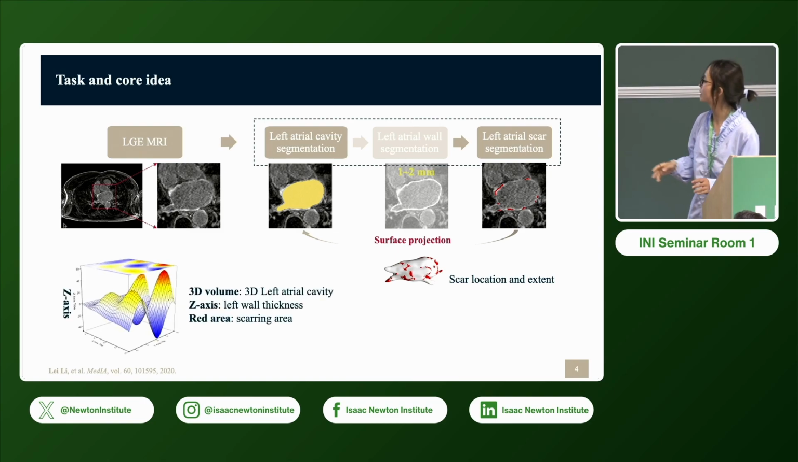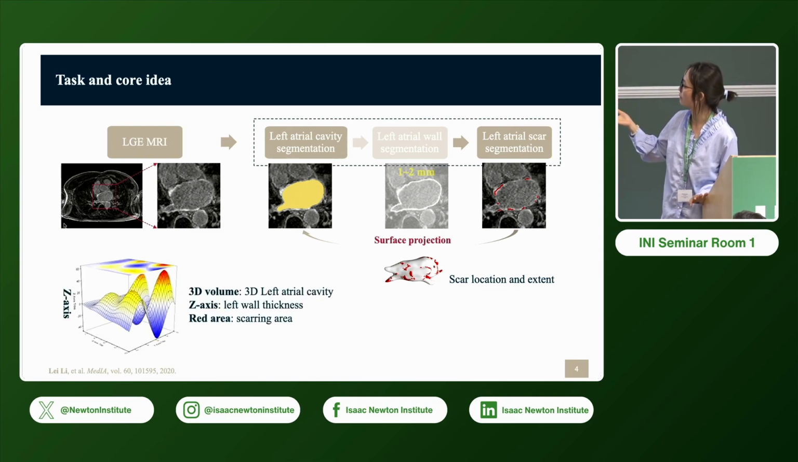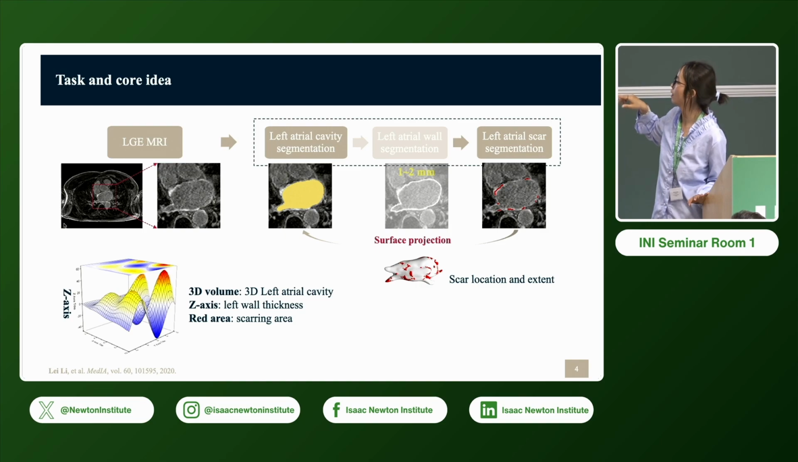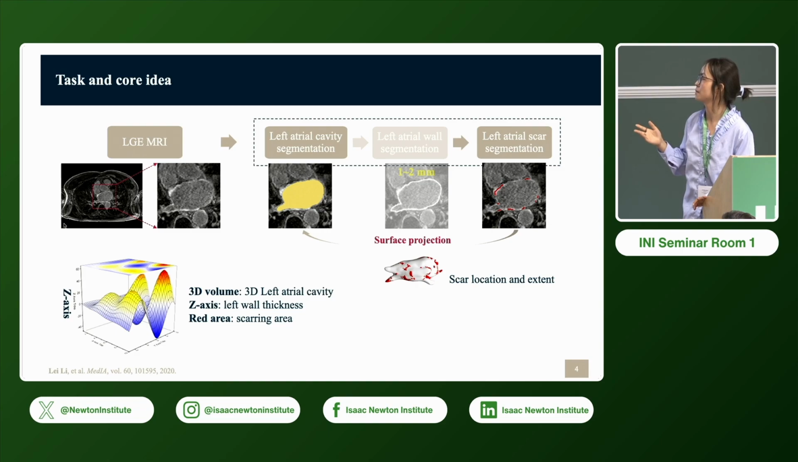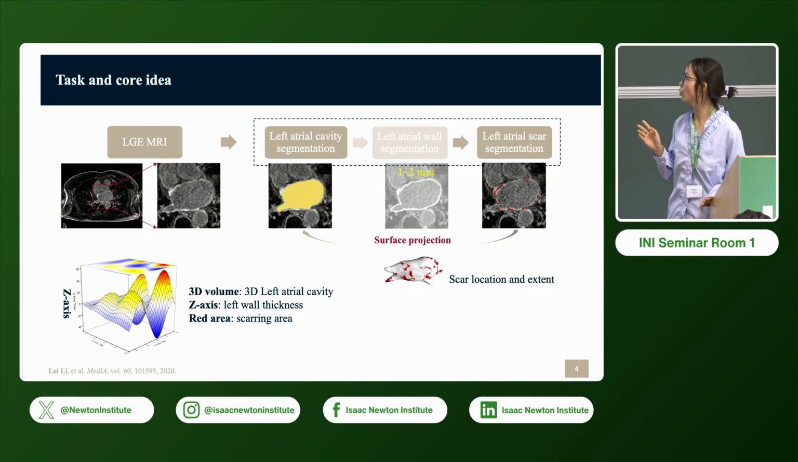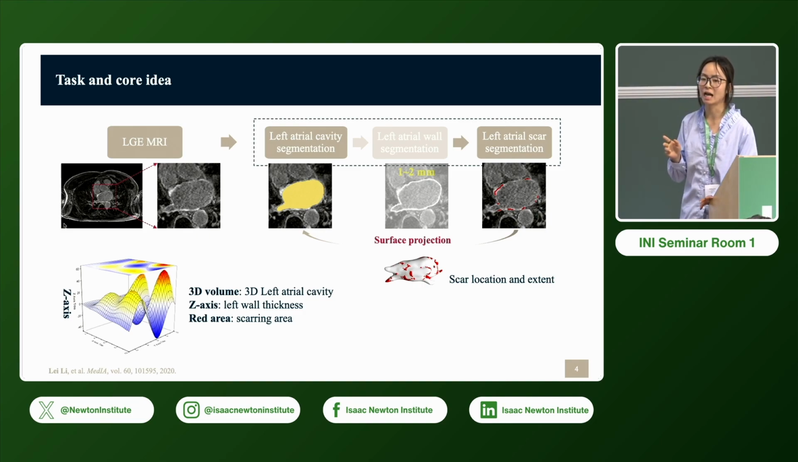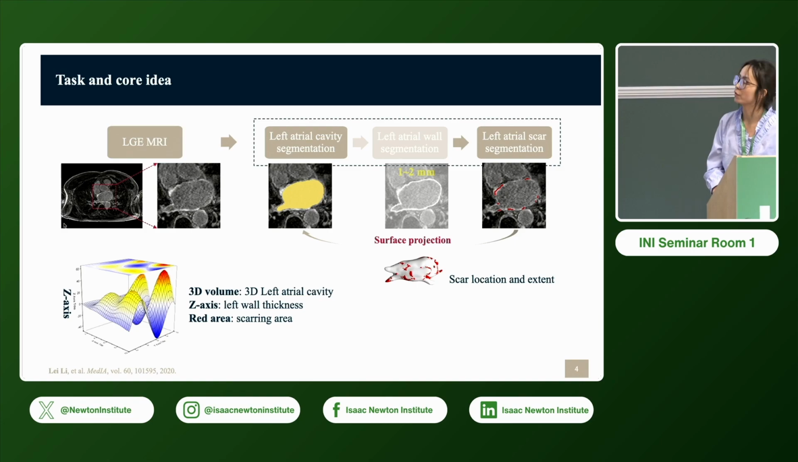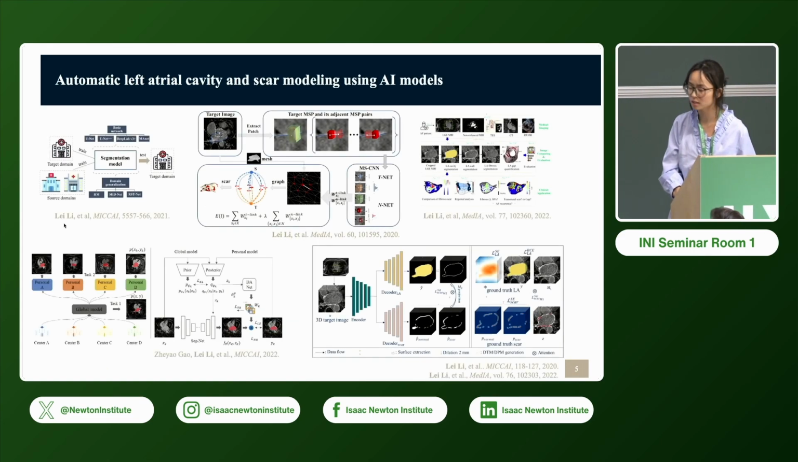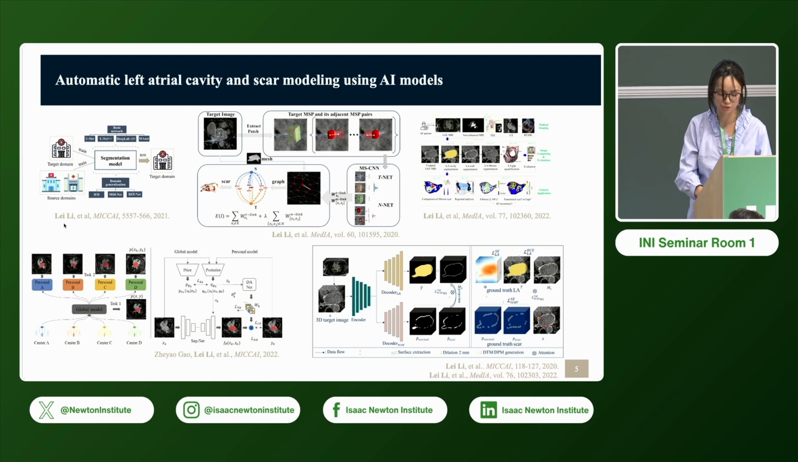The general idea is that we can imagine a 3D volume, where the z-axis is the wall thickness. What we have done is project this 3D volume onto the top surface. By doing this, we can still see a very clear distribution of the scar, even though we lose the information about the thickness. But the doctors told us that clinically, they care more about the distribution of the scar instead of the thickness. Based on this core idea, I did a series of work, and today I will introduce two of them.